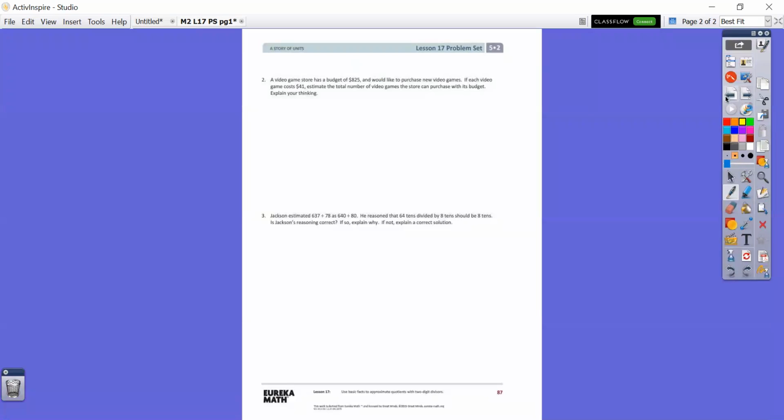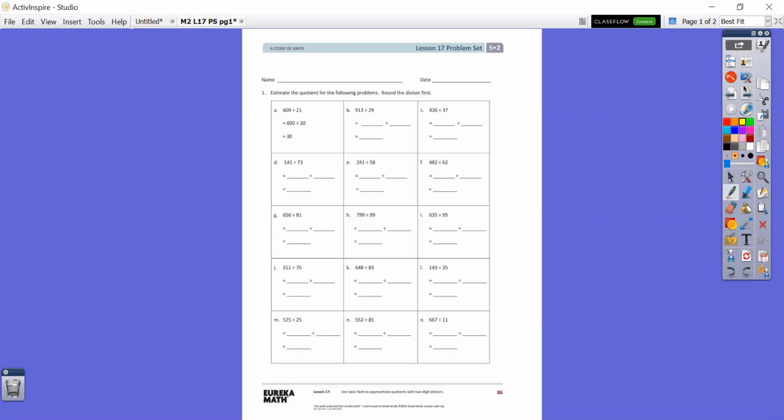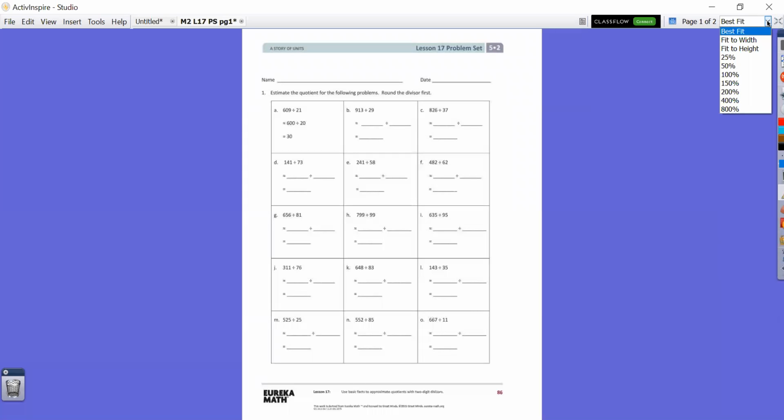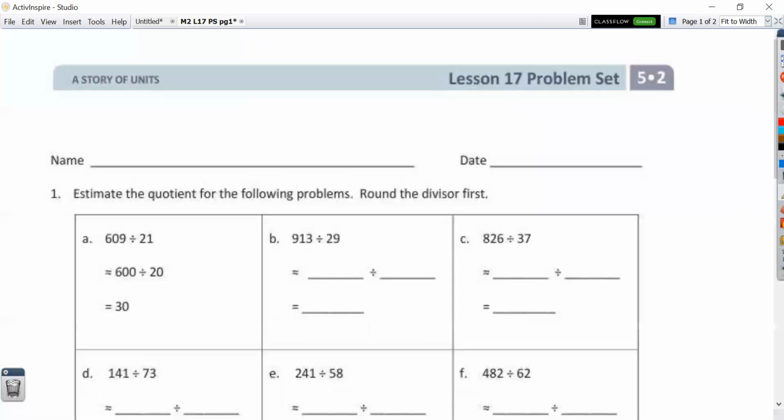So, whoops, that's page 2. Look at all these problems. But again, you are not solving for the exact answer today. You're solving for the estimated quotient. So the biggest thing, like I said, is to make sure that the dividend, the first number in our division sentence, is a multiple of the divisor. So I'm going to zoom in here and we're going to do a couple together, then I'm going to ask you to go ahead and finish the rest. So let's go ahead and get our names on it.